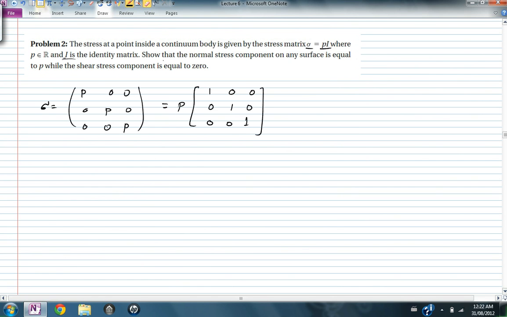We want to find the normal stress on any surface, and we want to find the shear stress on any surface. We want to show that for any surface n, the normal stress is P and the shear stress is 0.